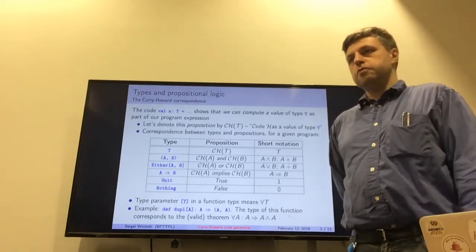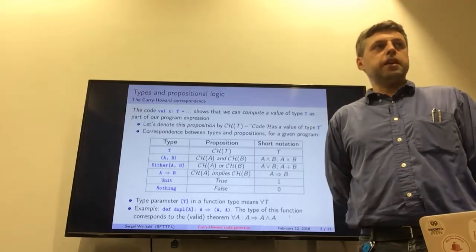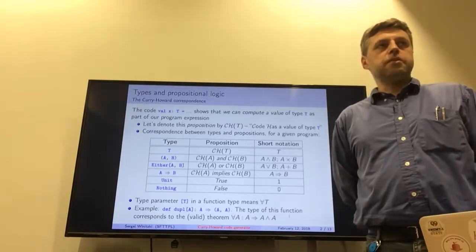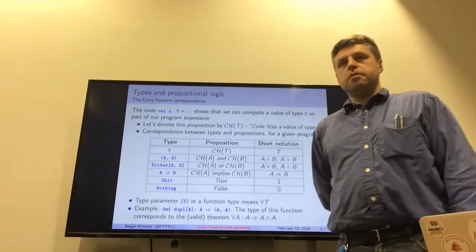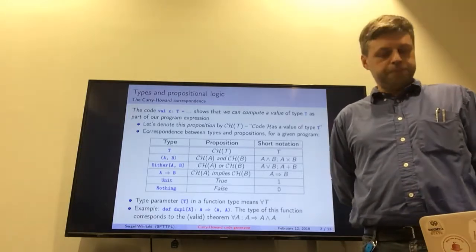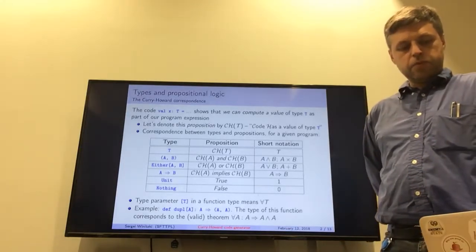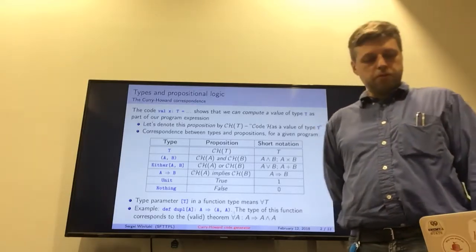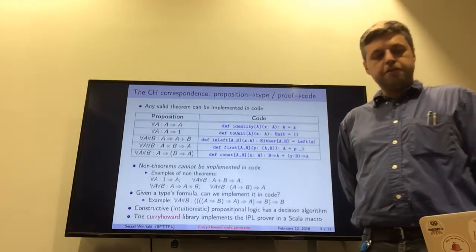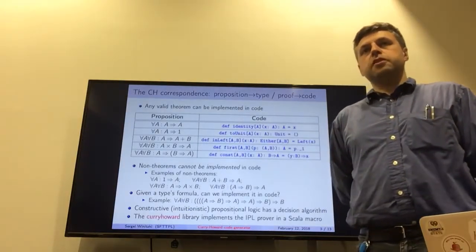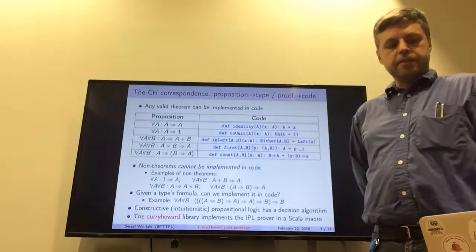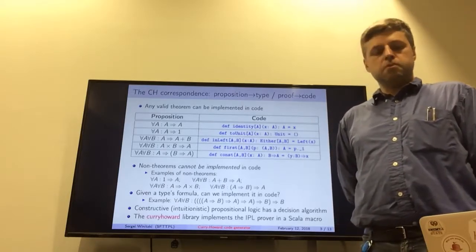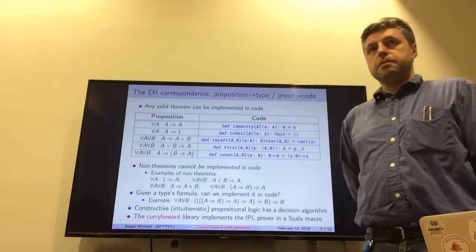Now, this is a true formula. This is a theorem. It is true that for all A, if A is true, then A and A also is true. So that's not a very interesting, perhaps, theorem, but it is valid, it is true. And so you see, you can write code of this function, and that corresponds to a true theorem. And in fact, this is generally true. So this is the first thing that we notice, is that any valid theorem, any formula that is a theorem, corresponds to some type that can be implemented.